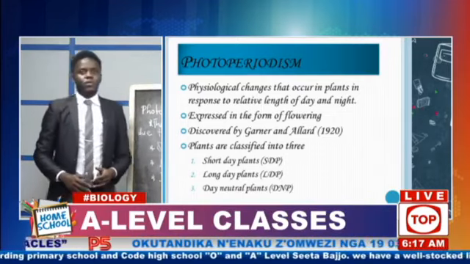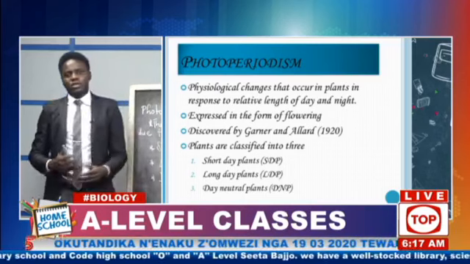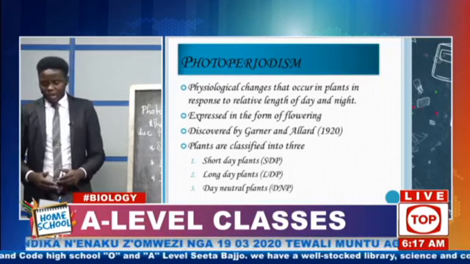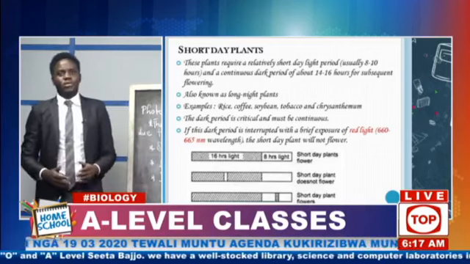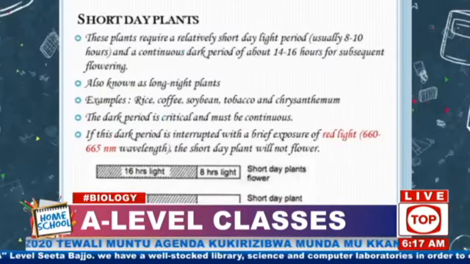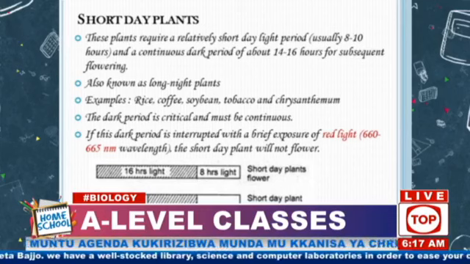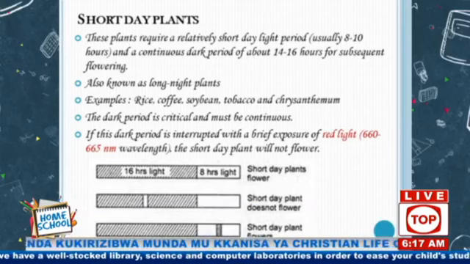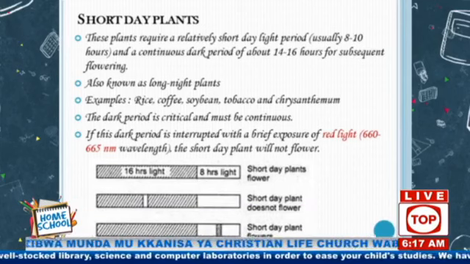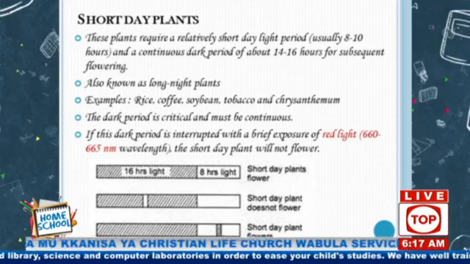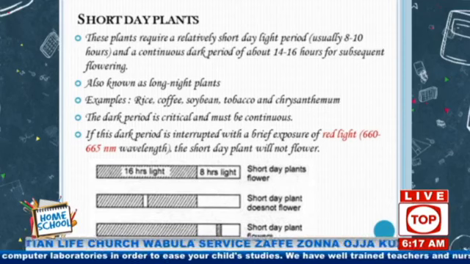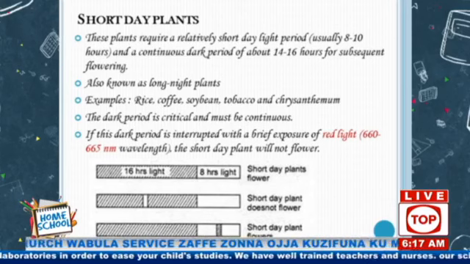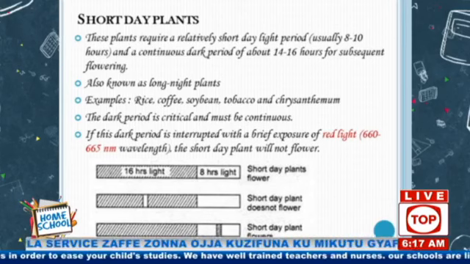So very quickly, if you go into the next slide, I want us to delve into the matter of short-day plants. Short-day plants are plants that require a relatively short daylight period, sometimes a minimum of 8 to 10 hours. If you see in that illustration, in short-day plants, 8 hours of light are sufficient for these plants to flower.